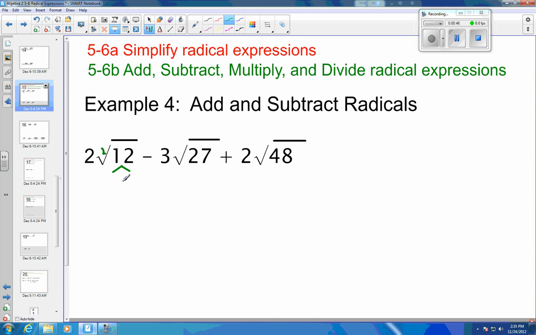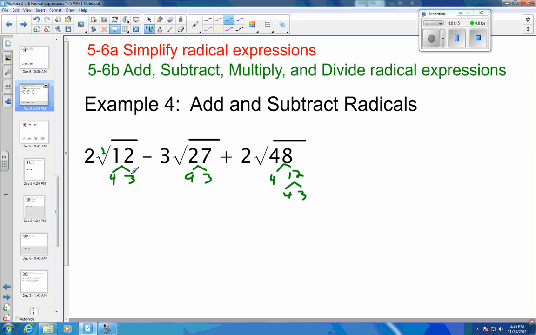So I know a perfect square that would be a factor of 12 would be 4. So that would be 4 times 3. I know a perfect square that's a divisor of 27 is 9, so that's going to be 9 times 3. And I know that 48 is going to be 4 times 12, which gets us down a little bit, and 12 is actually 4 times 3, so we can go all the way down to our 3.